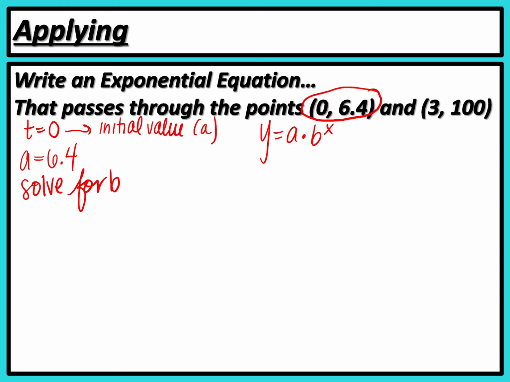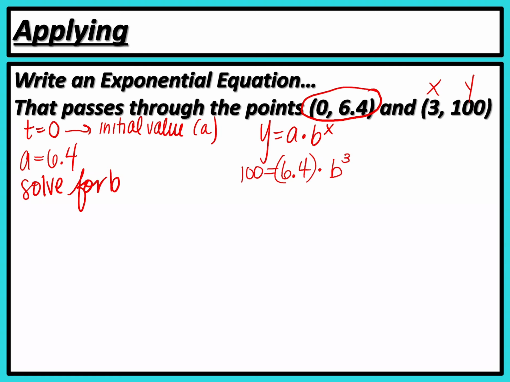We're going to solve for b using the ordered pair. So really similar to when we wrote equations of lines using y equals mx plus b, you always had to solve for b, and you used that other ordered pair as your x and your y. So we're going to plug all of this in. So 100 equals 6.4 times b, and maybe we'll even put that in parentheses, to the third power.